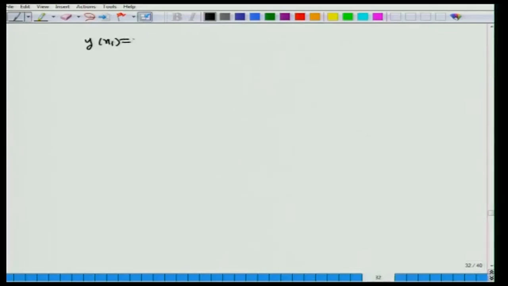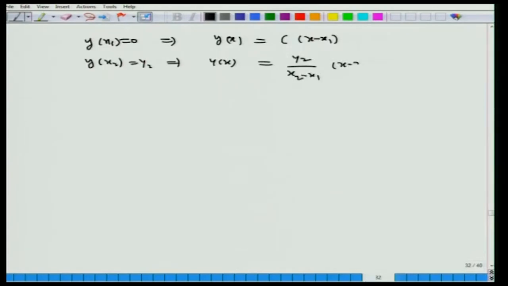And y at x 1 equal to 0 would imply that y of x must be some constant c times x minus x 1, and y at x 2 equal to y 2 implies that y of x equals y 2 over x 2 minus x 1 times x minus x 1, as we had got earlier. And so, on this extremal p is y 2 over x 2 minus x 1, which is positive.